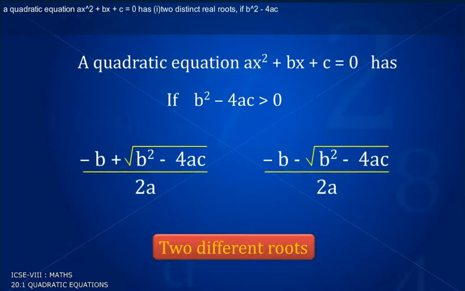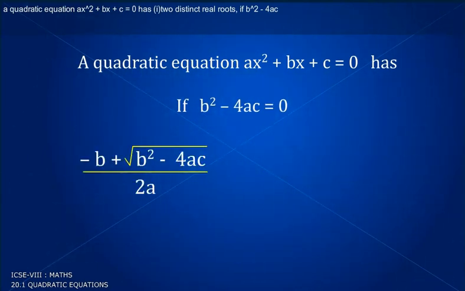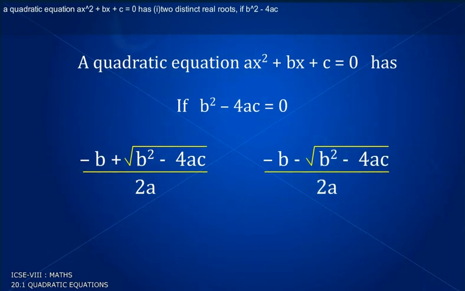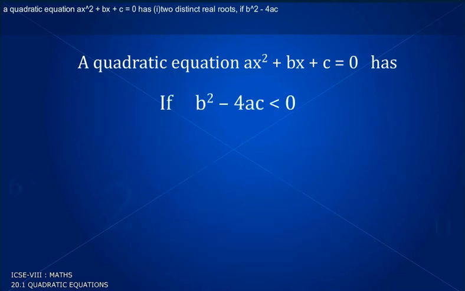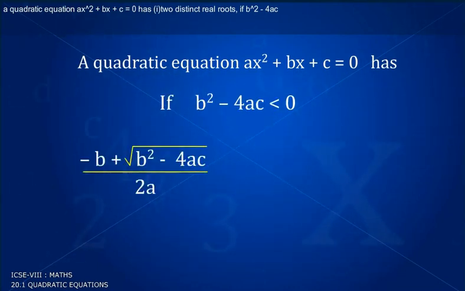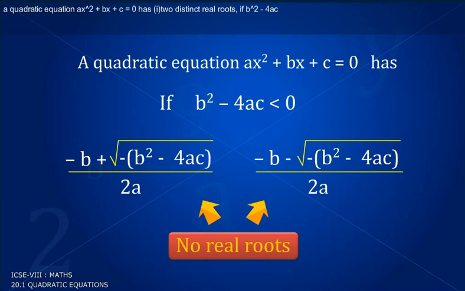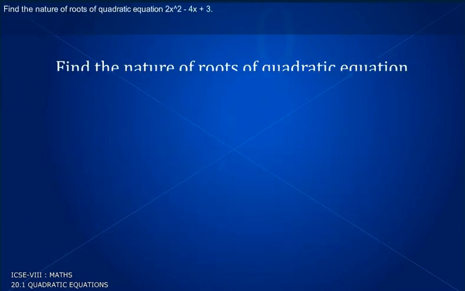A quadratic equation ax square plus bx plus c is equal to 0 has: 1. Two distinct real roots if b square minus 4ac is greater than 0. 2. Two equal real roots if b square minus 4ac is equal to 0. Third, no real roots if b square minus 4ac is lesser than 0.